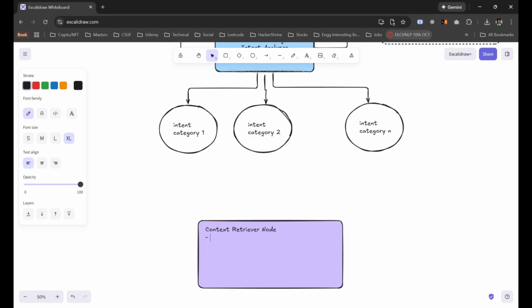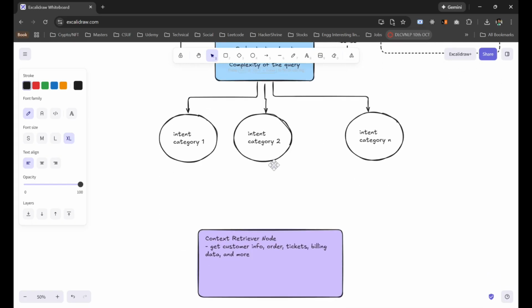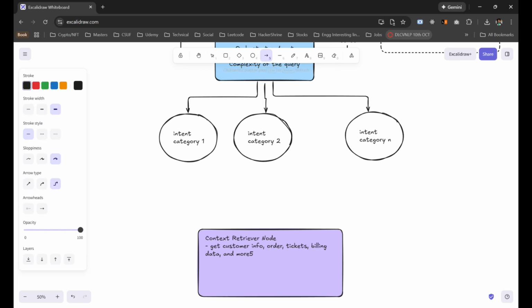So the main task of this particular node would be to get all information of that particular customer. So get customer info, its orders, previous orders, maybe tickets, whatever they have raised before, because maybe they're just following up on a previous ticket that they raised, maybe something related to billing, so just get that data as well. So a lot of things can be gathered based on the user. We have already authorized the user, so we know who that person is, right? So once we understand what the intent is, based on this intent we start gathering all the information.